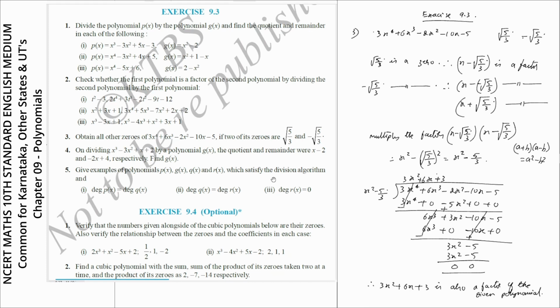Now if I factorize this quotient, I'll get another 2 zeros. So now I'll equate the polynomial 3x square plus 6x plus 3 to 0. Why I should equate to 0 is to find the zeros.